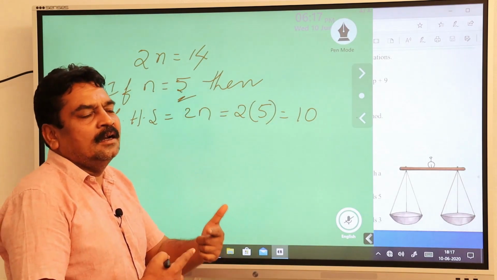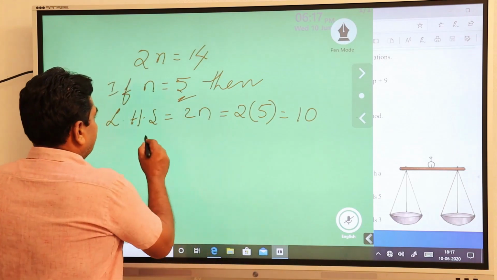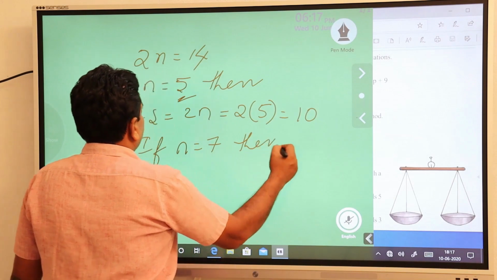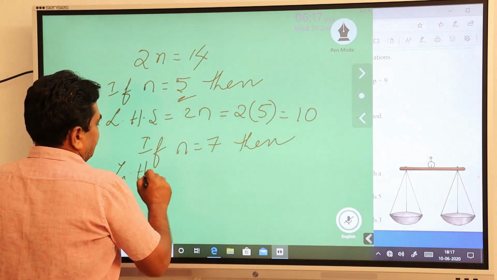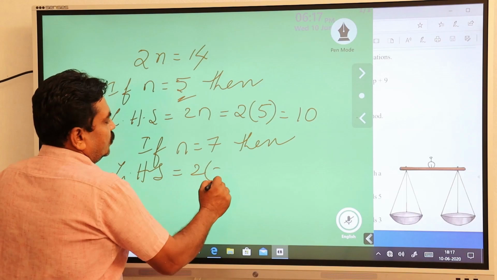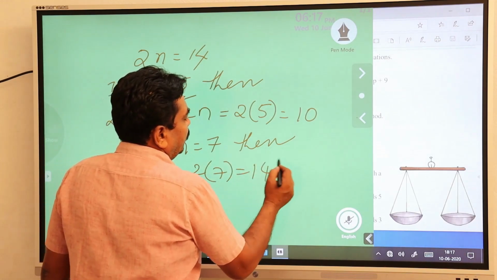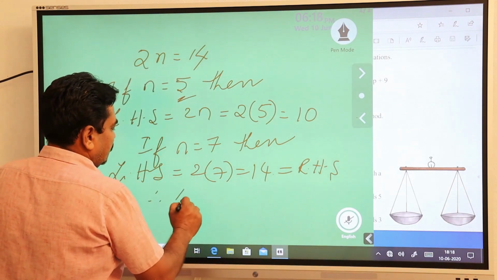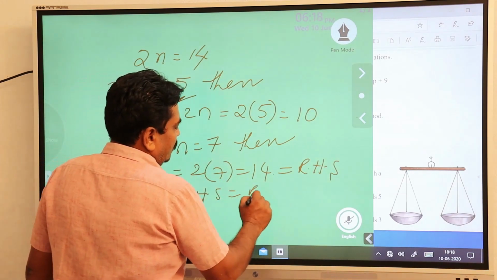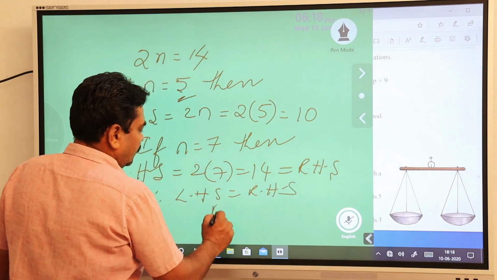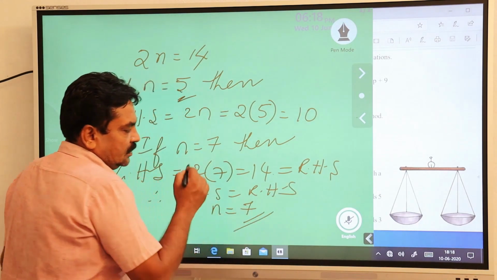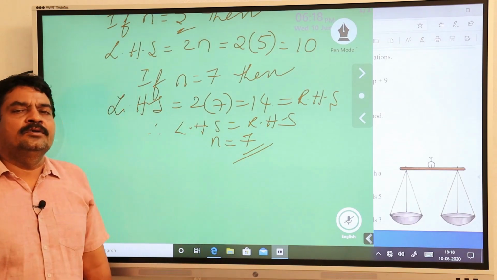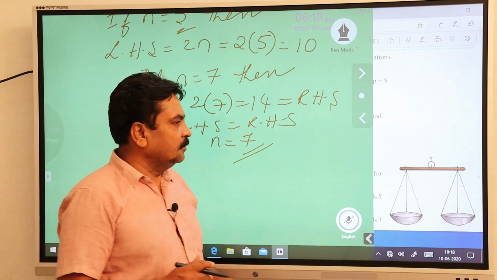That is your trial. Now you go for another trial. That is, if n is equal to 7, then LHS is equal to 2 into 7, which is equal to 14, which is equal to RHS. Therefore, we can say LHS is equal to RHS when n is equal to 7. This is your answer. In that way, you are going to do the problems.